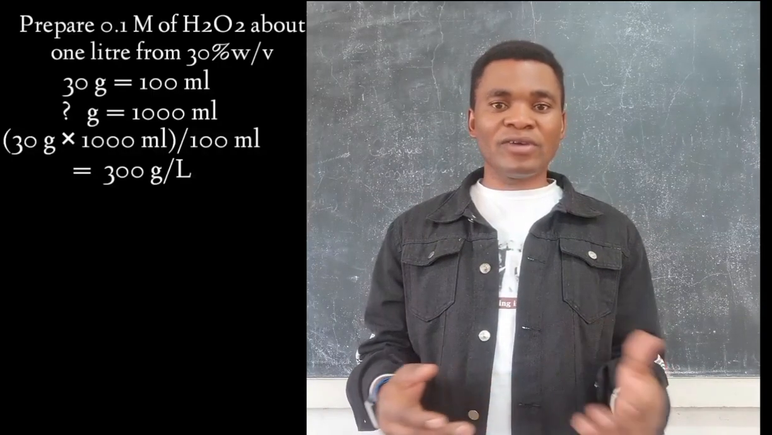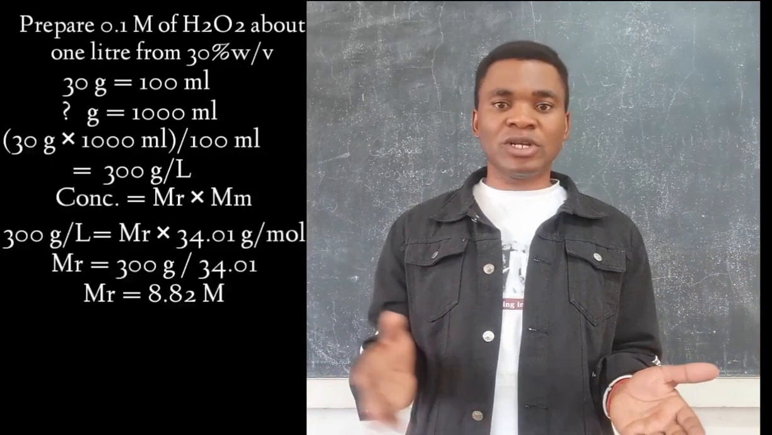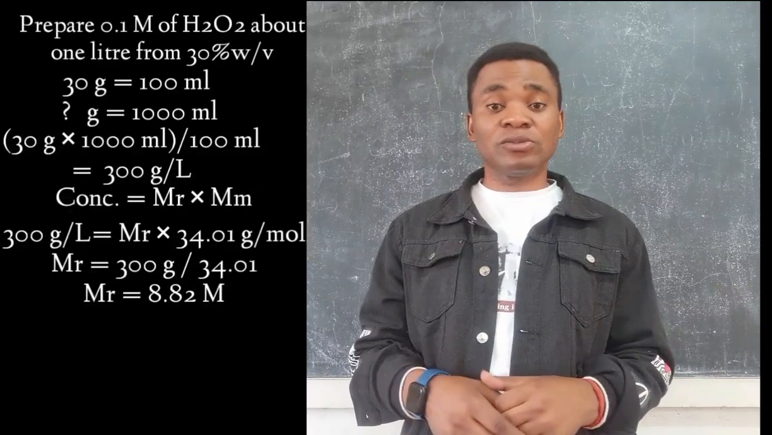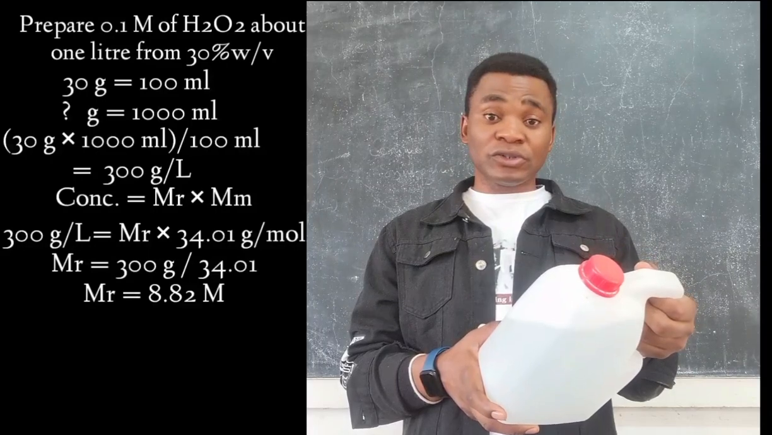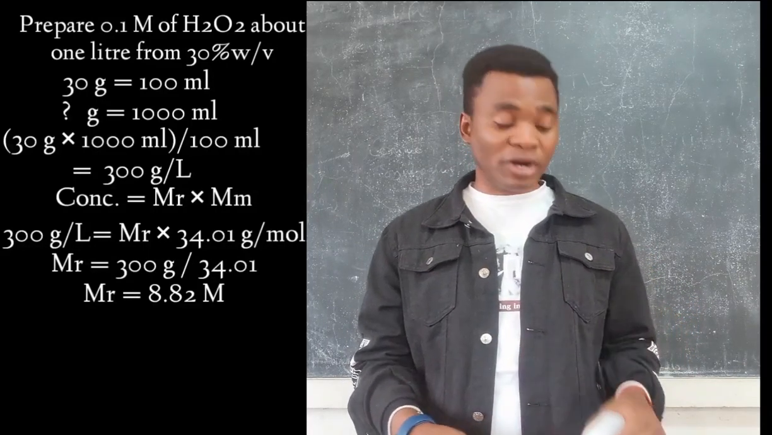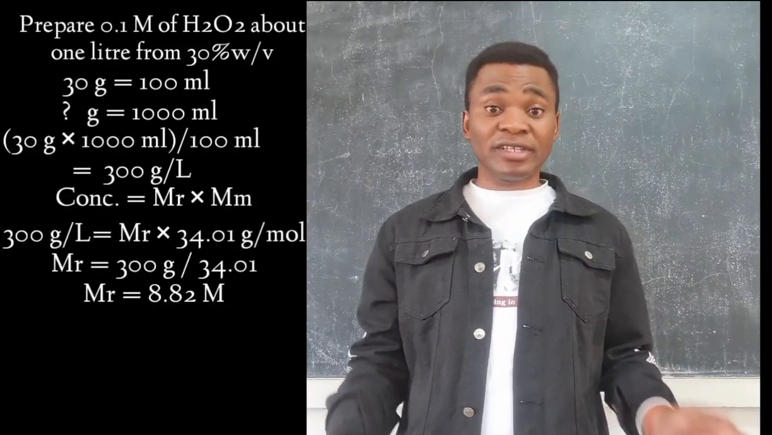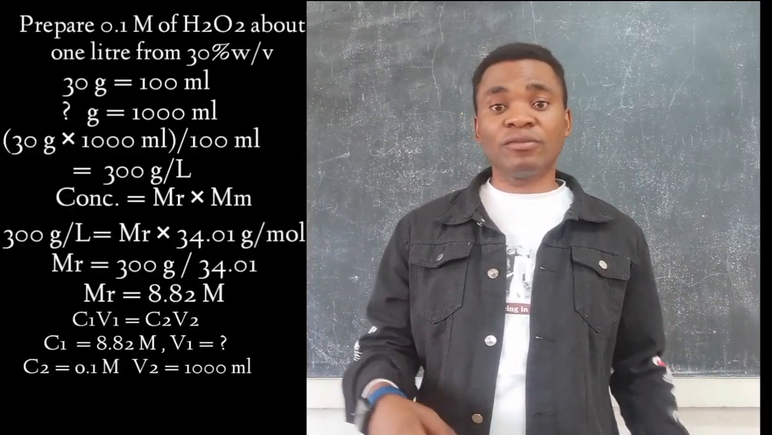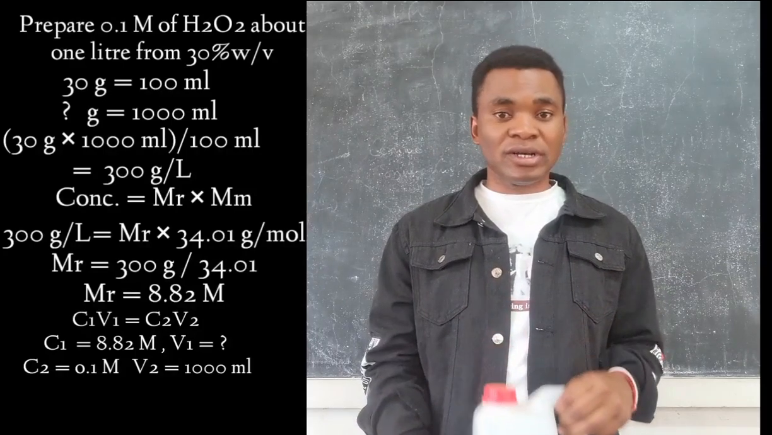This is the concentration of our stock solution. Now we need to know how we can get the molarity. We can use the formula which says concentration is equal to molarity times molar mass. Our concentration is 300 grams per liter, which is equal to molarity, which we don't have, times molar mass, that is 34.01. So we divide both sides by molar mass and we get the molarity, which is 8.820 moles. After getting this molar concentration, you use the dilution law to get what amount you should take from this solution to prepare 0.1 mole, about 1 liter.